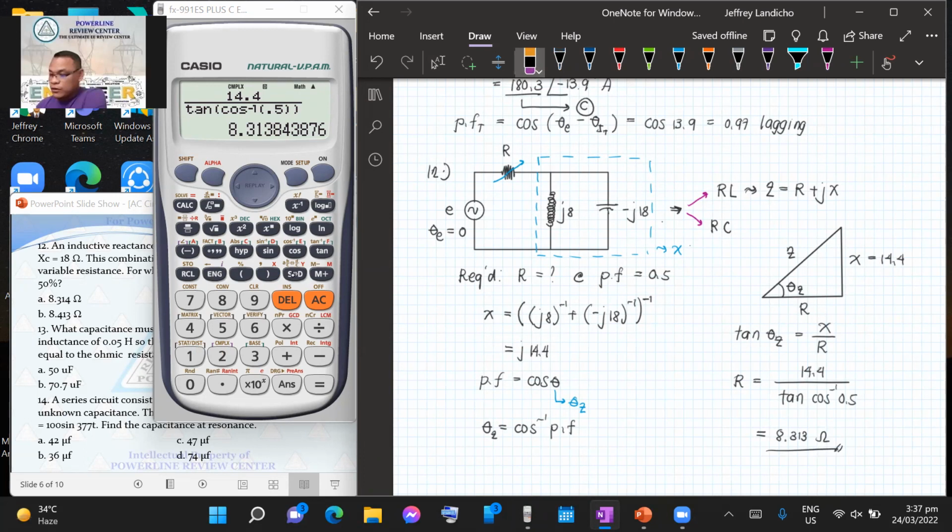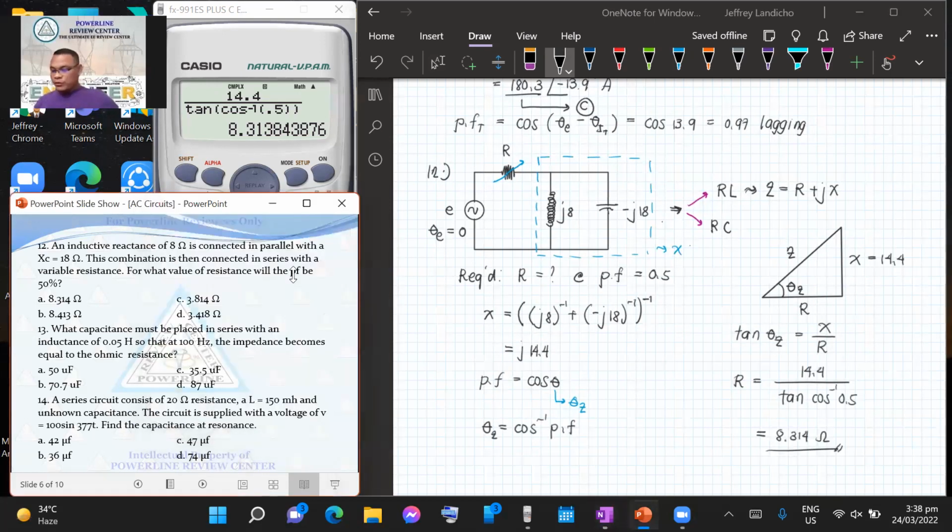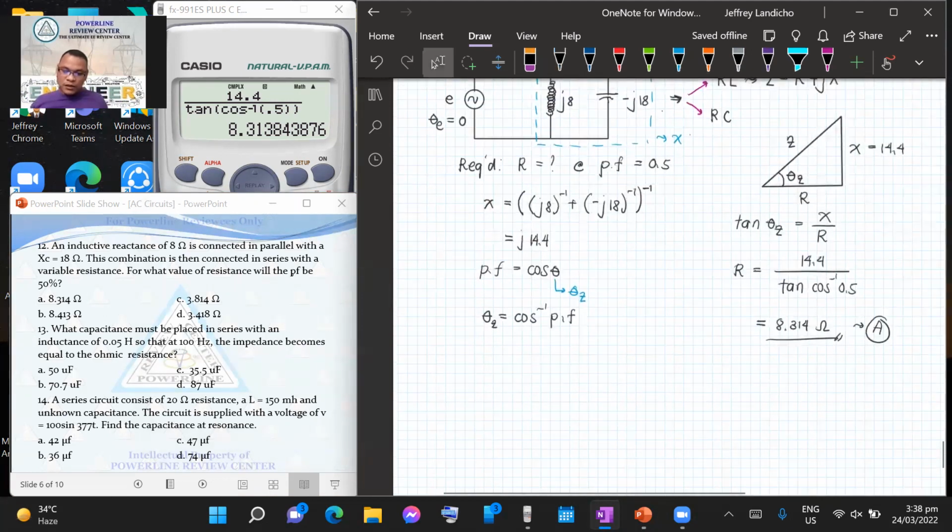Pwede na natin i-round off yung third digit. Gawin na lang natin ito ng 4. 8.314 ohms. So that would be our final answer. Anong letter ito, kapatid? Sorry, Karina. Nakuha ba? Any question regarding problem number 12? So gano'n lang, no? Kung papasin mo, bumalik lang tayo dun sa impedance triangle. Okay, so iwanan ko na si number 12.